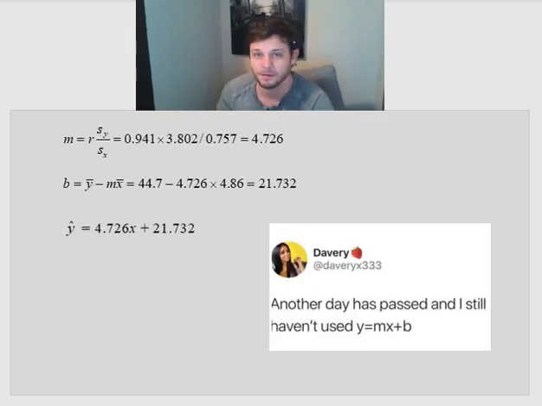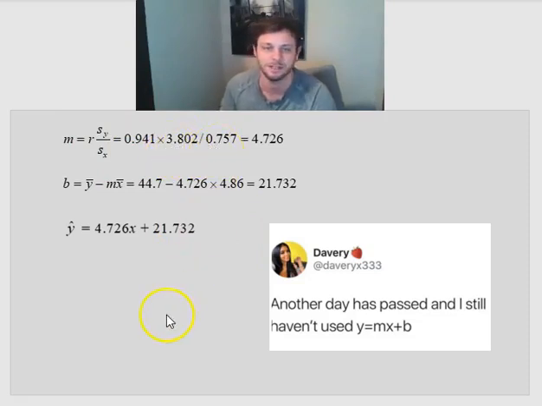Now we can model this by using y equals mx plus b. I know you're like, I didn't know I was getting into algebra again. But we're going to. So to calculate your m, we want to find the slope, right? And the slope is going to be your r value, which in this case was 0.941, times your s for your y over the s for the x. So the standard deviation of y over the standard deviation of x. And that's going to give us our rise over the run, right? So for y, it was 3.802. For x, it was 0.757.